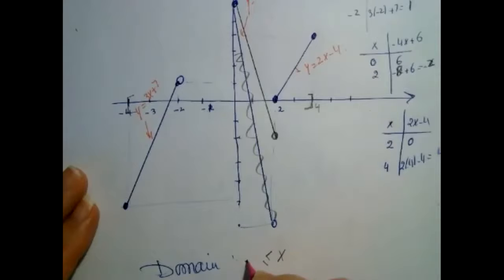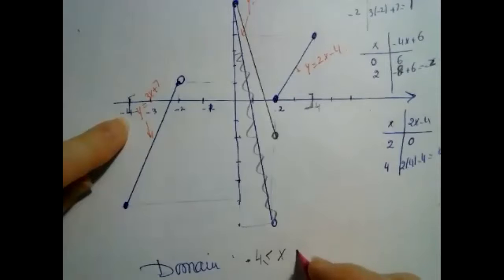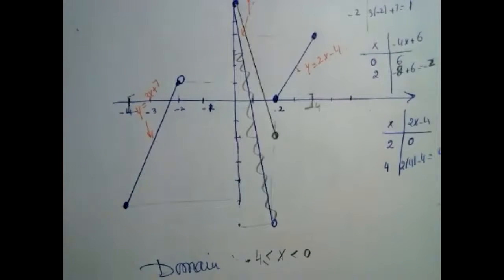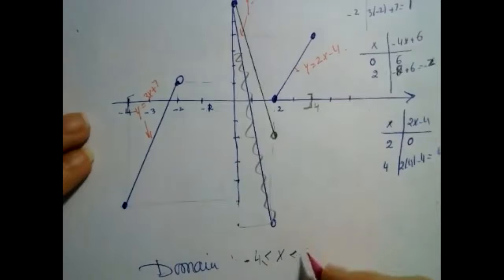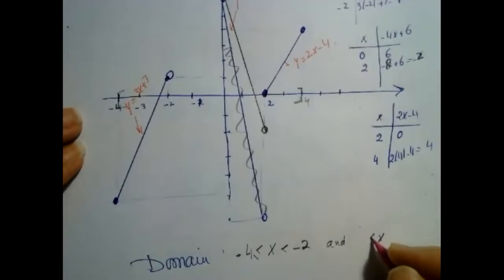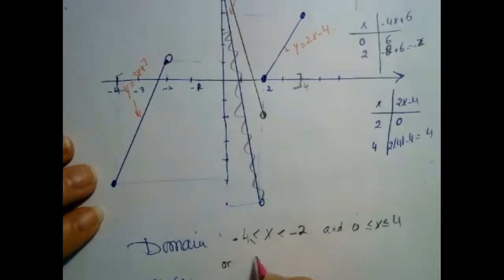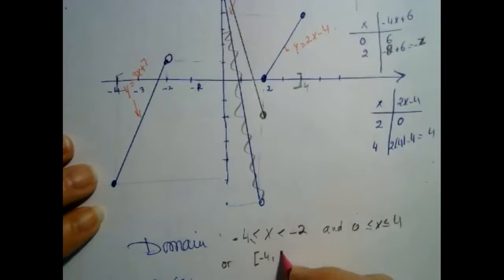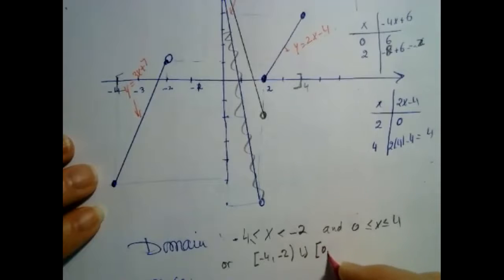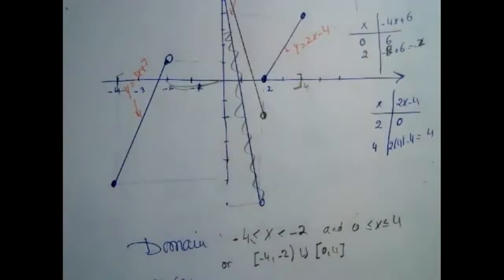Now we talk interval notation. I will do it both ways, without interval notation and then with interval notation. Between -4 and -2, open, and between 0 and 4. Or in interval notation, -4 to -2, open, together with the interval from 0 to 4. So basically the domain is missing this piece. And that's what we have to take care of. That's really the idea.